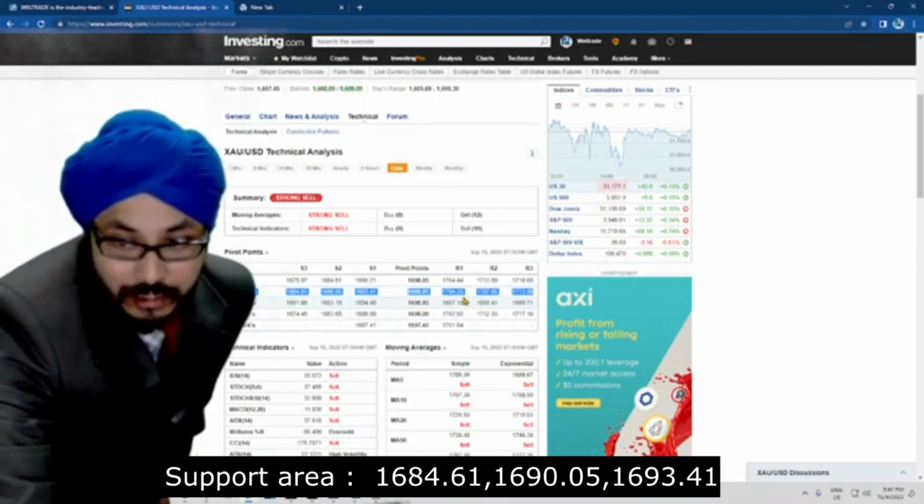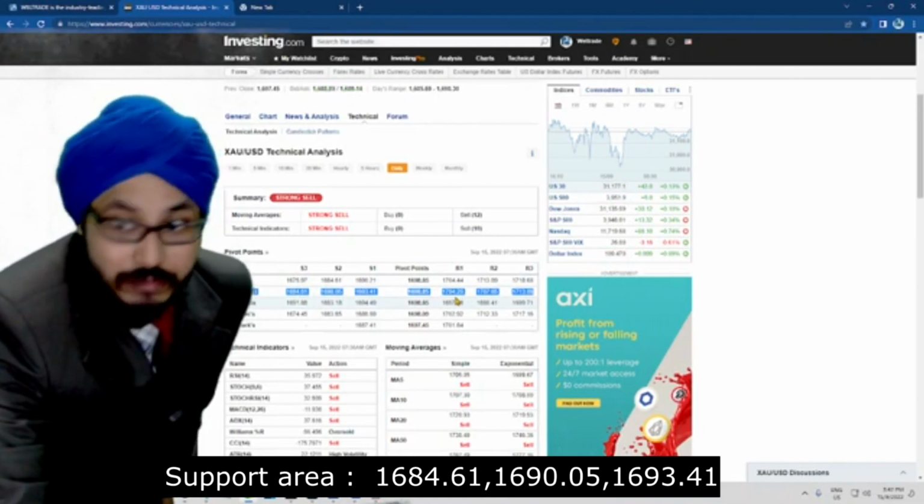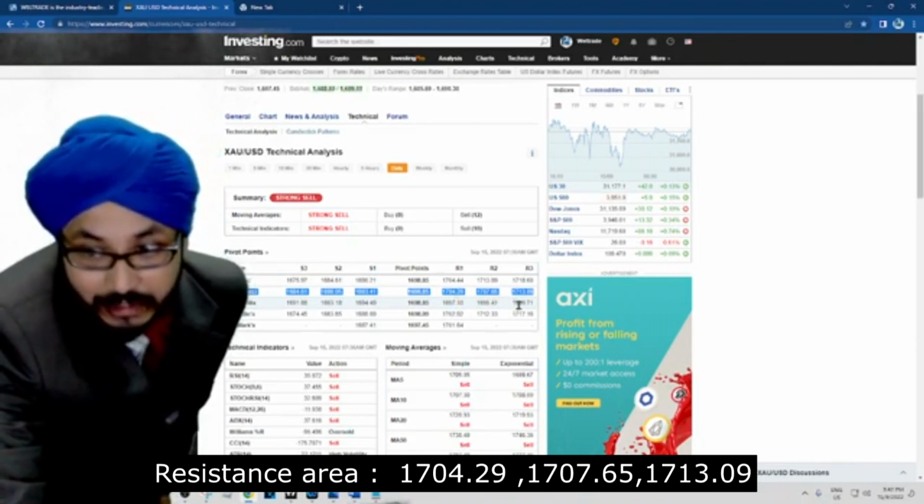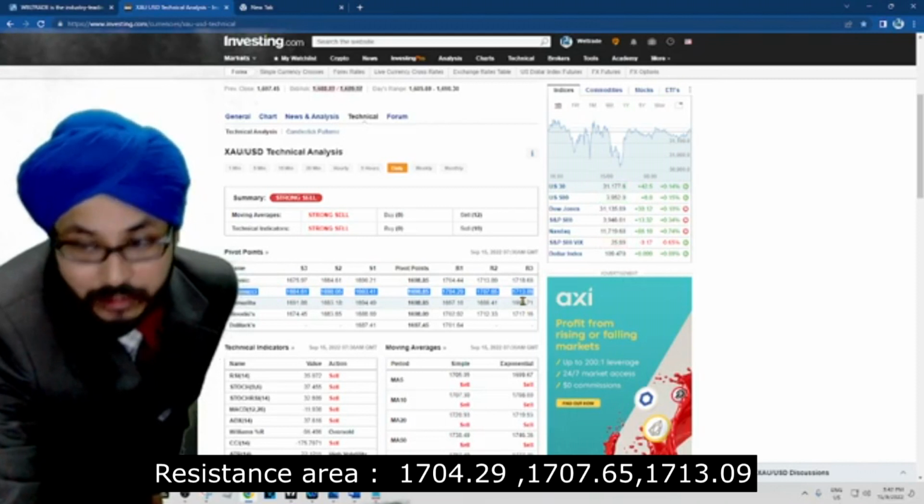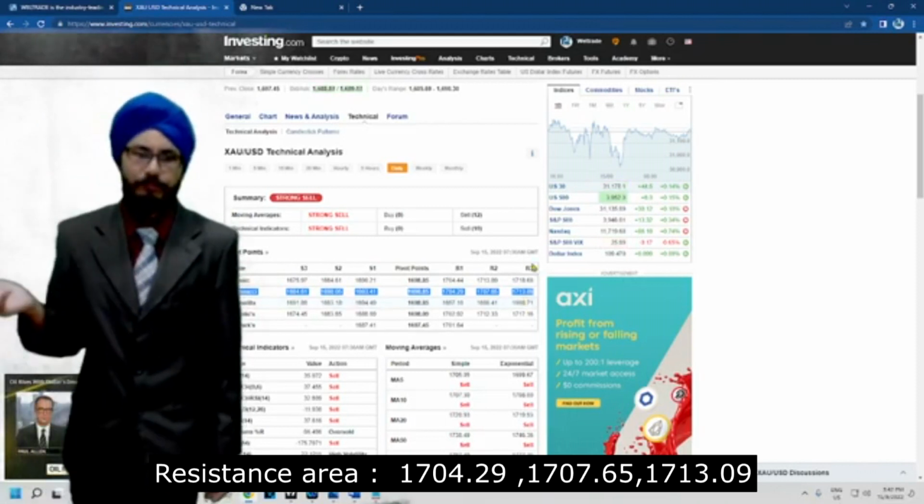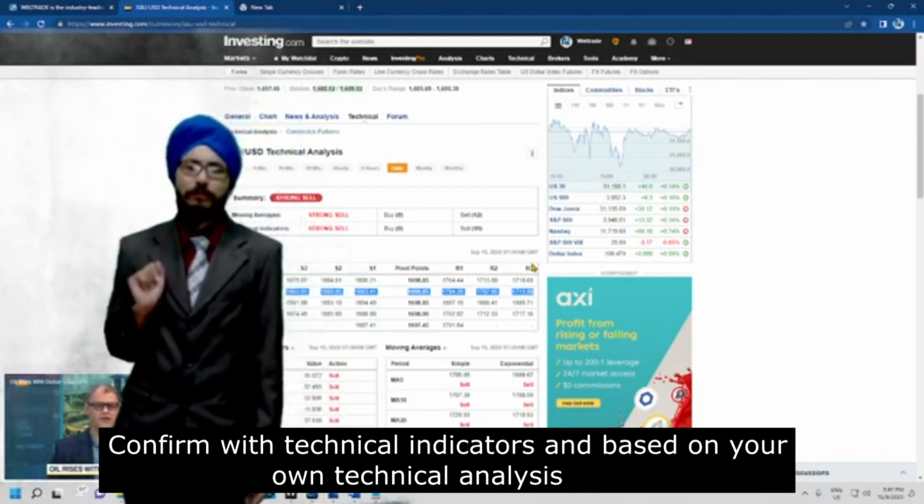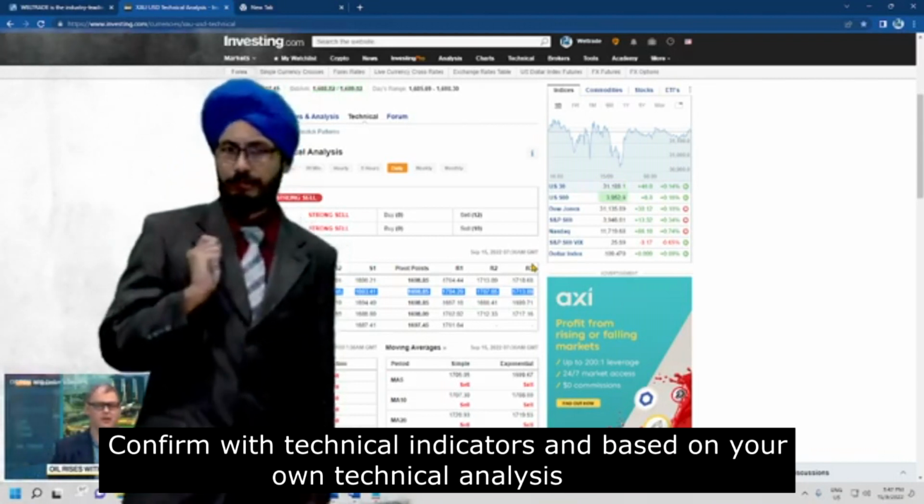And for the resistance, we have resistance 1, which is 1704.29, 1707.65, and 1713.09 for resistance 3. So we have our support and we have our resistance points at the daily.